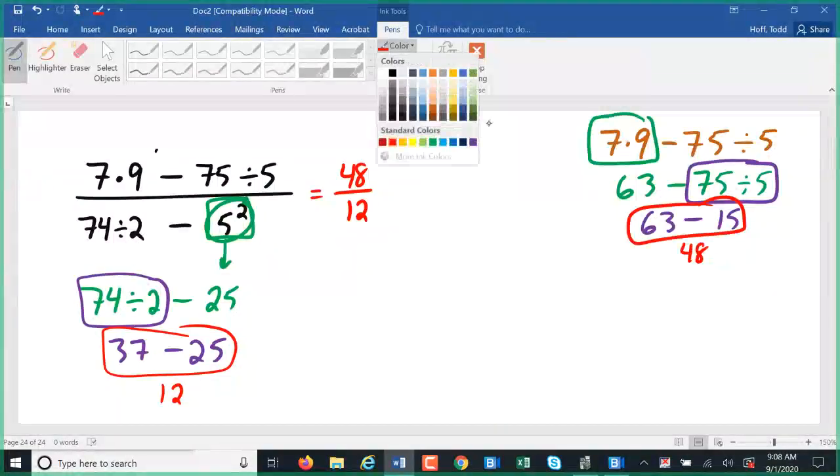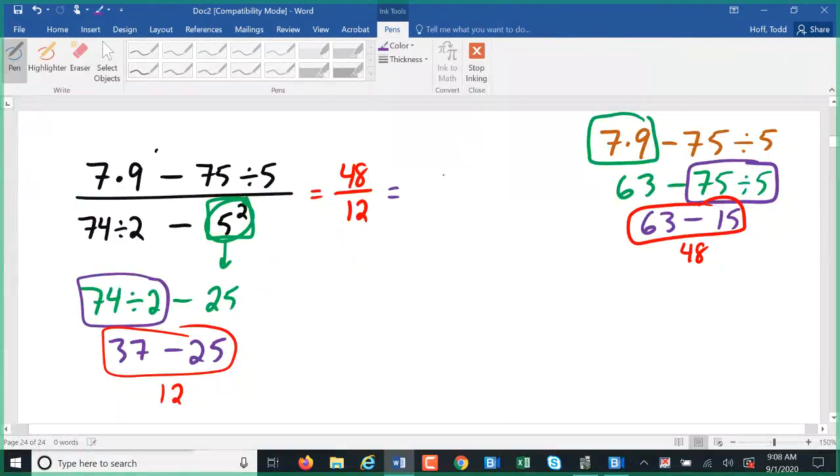Now I can just divide it out. 48 divided by 12 is 4. I have an answer of 4. Any questions so far?